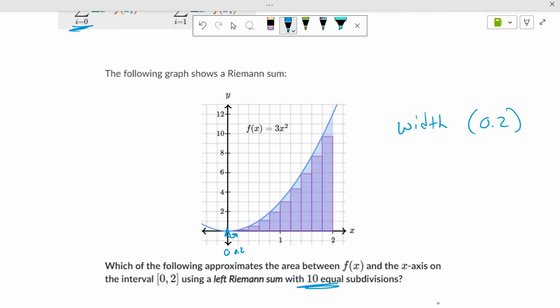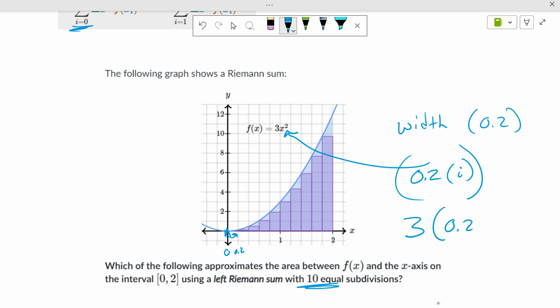Now to get this far, when I put in i, I'm going to go 0.2 times i. So 0.2 times 0 is 0. I'm going to be at 0. 0.2 times 1, I'm going to be at 0.2. 0.2 times i for my second one, I'm going to be at 0.4, and so on. So this works for where I'm at. Okay, so 0.2i is going to be basically my x. So I'm going to take 3 times 0.2i, and I'm going to square it, and that's going to be my height.